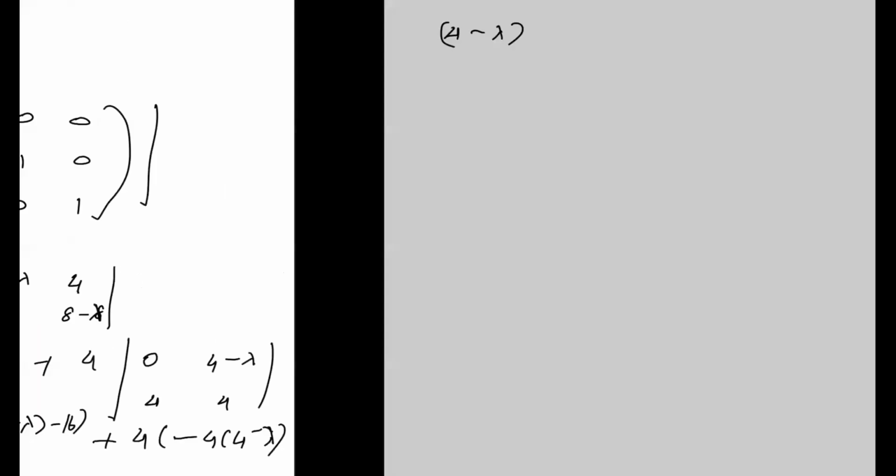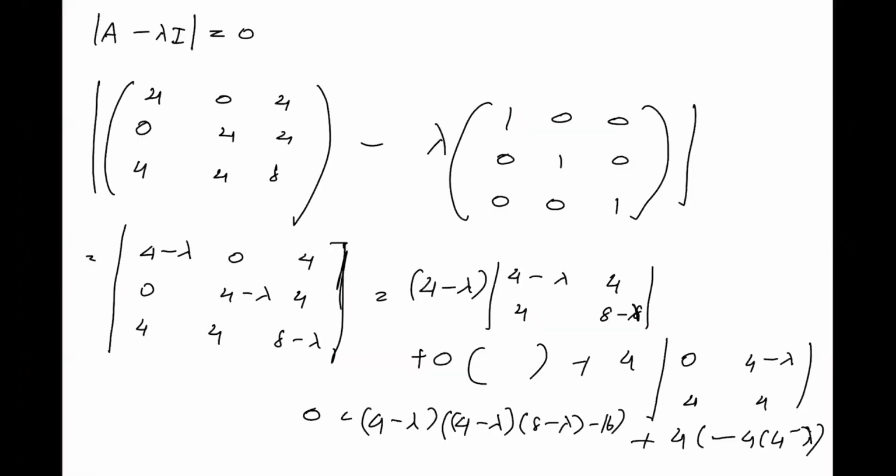We can get 4 minus lambda times ((4 minus lambda)(8 minus lambda) minus 16), and minus 16 times (4 minus lambda). This is equal to 0. So we can take 4 minus lambda out.